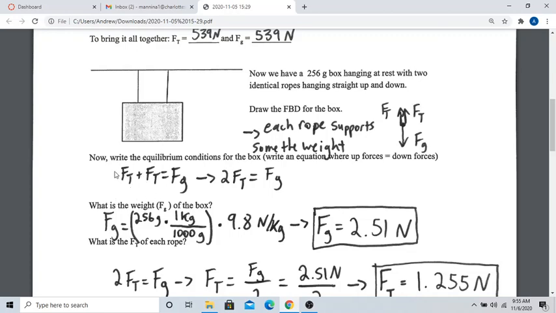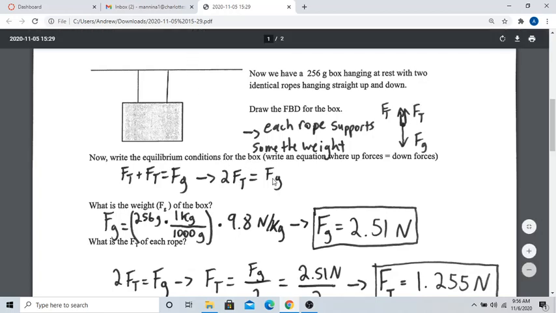Those are all the up forces. All of those together are going to equal whatever the down force is. In this case, according to our FBD, there's only Fg. So our equilibrium conditions would look like Ft plus Ft equals Fg. And you can actually simplify this because these are the same value. You can just rewrite it as 2 times the force of tension equals the force of gravity, which is exactly what we set up here. This is telling us that the force of tension in each rope is going to be half the weight.